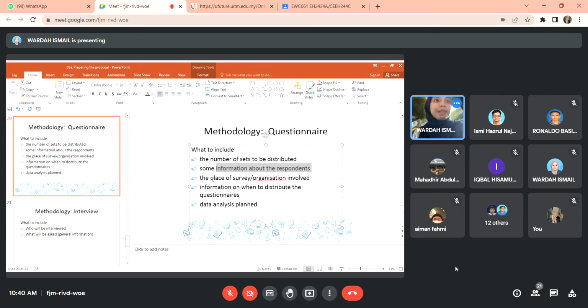Okay. The place of survey or organisation involved in your case tak ada. You can just mention you are going to do it online. Okay, the link to the questionnaire will be passed online. Okay, information on when to distribute. So you mention bila you nak distribute. Yang ni you decide sendiri. Okay, you boleh tulis you will be distributing the questionnaire.